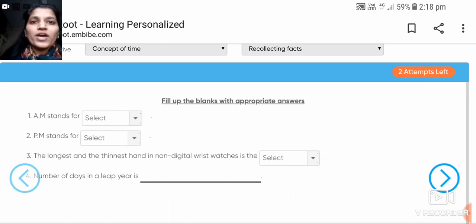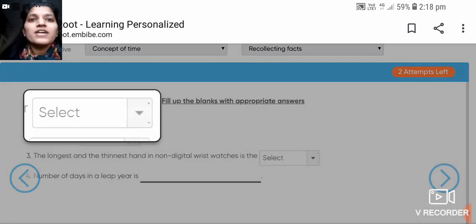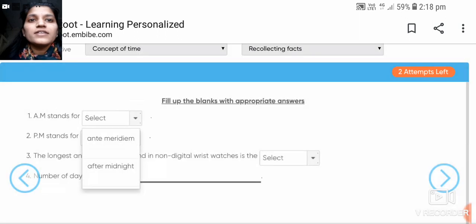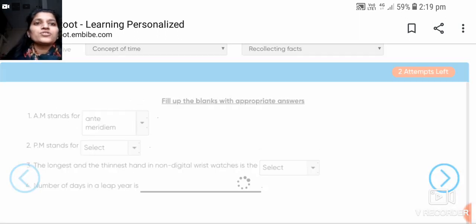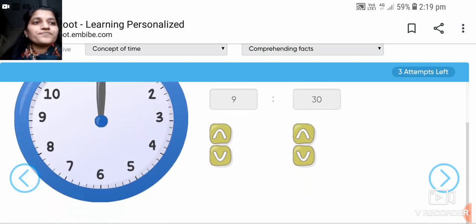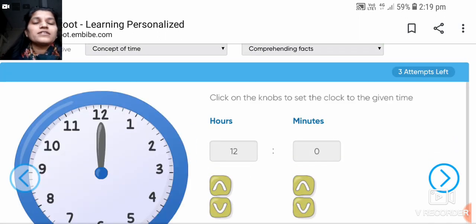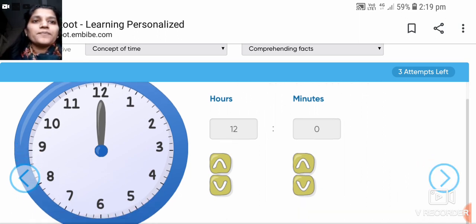Here also, AM stands for, now students, we have seen that AM stands for anti meridiem. Like that only you are going to solve the answers. We have seen this question. Click on the knobs to set the clock to the given time.